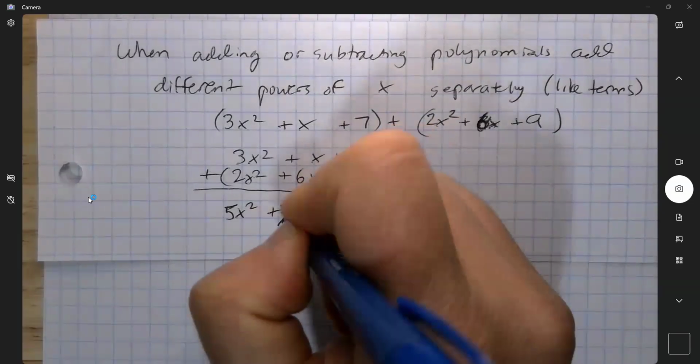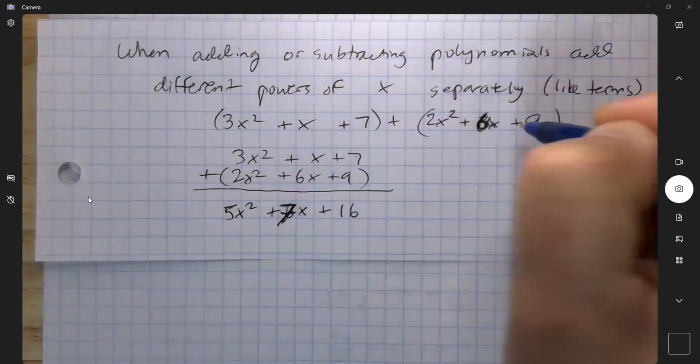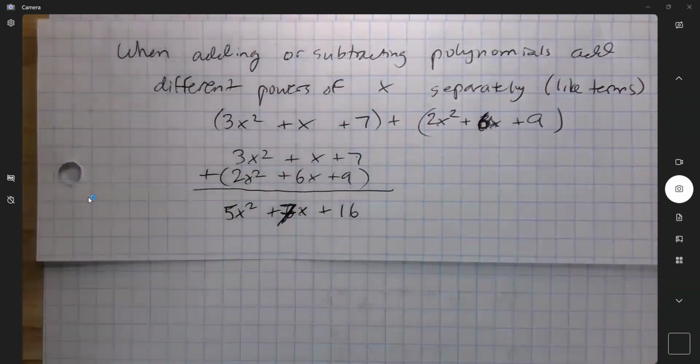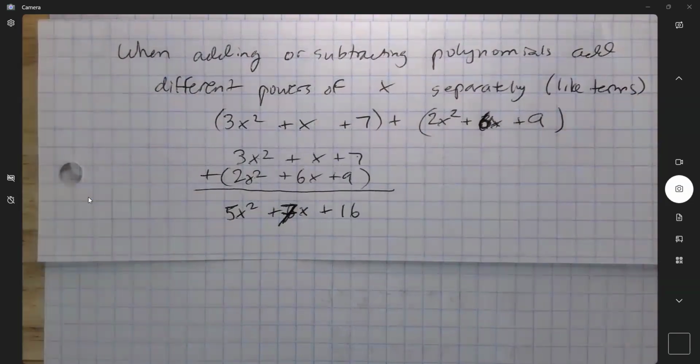Other than some of my typos, that was fairly straightforward. So you just add the different powers of x separately. You add the like terms. And the easiest way to do this is vertically.